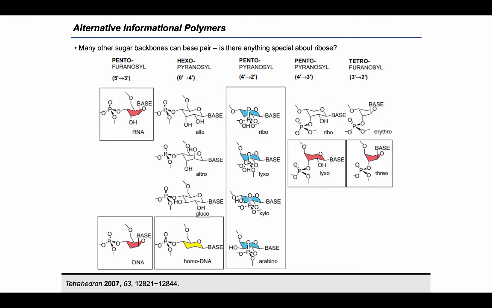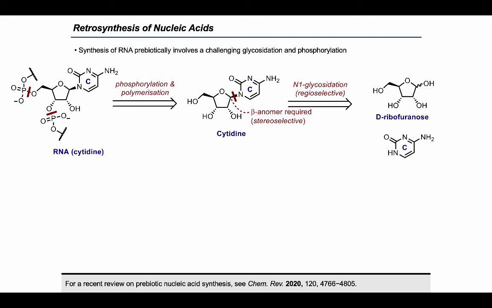Highlighted in this diagram and depicted in boxes are informational polymers made out of non-canonical backbones that can still base pair. So, RNA and DNA were not chosen because of their propensity to base pair and therefore transmit information. We therefore turn to their abiotic synthesis to see whether they were particularly easy to synthesize on the early Earth.